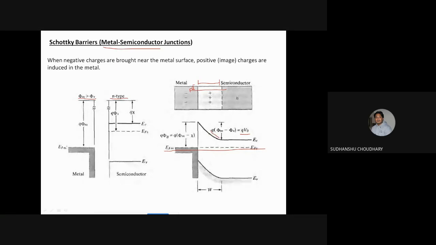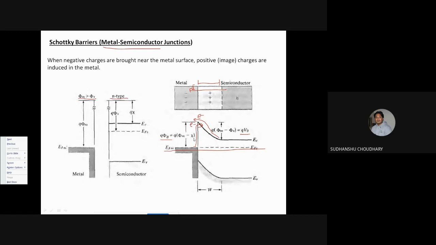So electrons which were moving from the N side to the metal side see this barrier. Similarly, electrons from the metal side to the semiconductor side also see a barrier, and this barrier is q phi b, which is equal to q(phi m minus chi). Sorry, not x, chi. So chi is the electron affinity. So we see here that a barrier is formed at the junction.